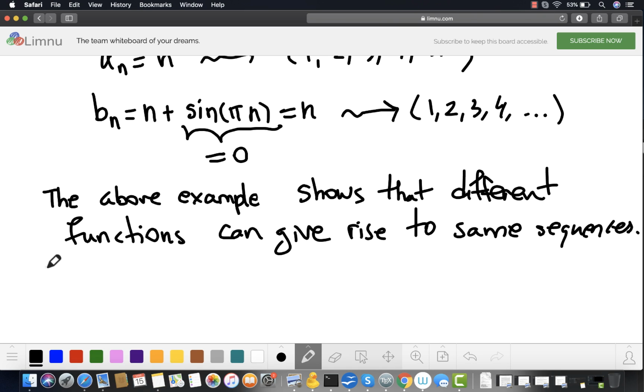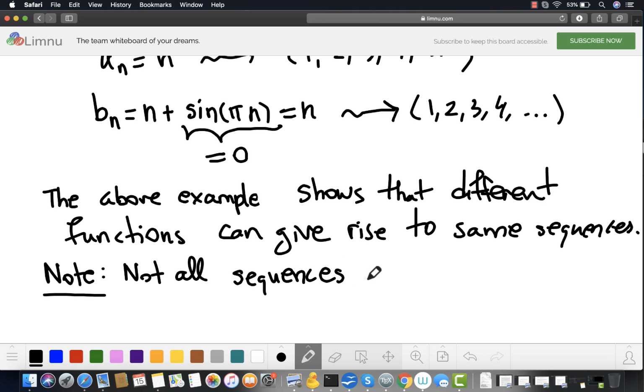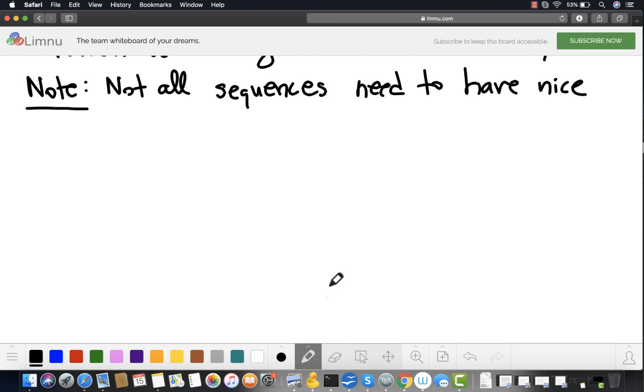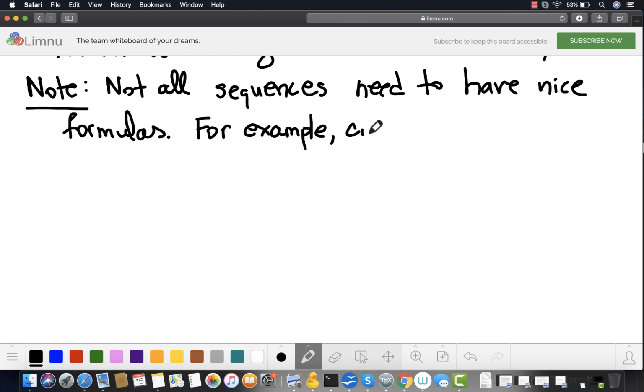Okay. Now, here's a remark. Note: not all sequences need to come from nice formulas. So far all the examples I described have nice formulas, but they don't have to. Okay, so let's consider the sequence defined as follows.